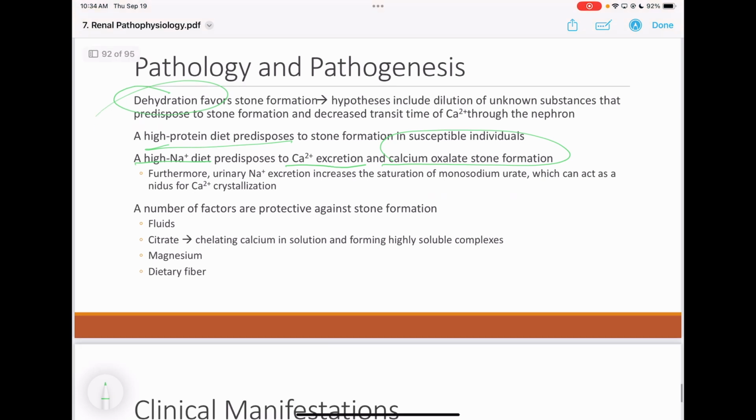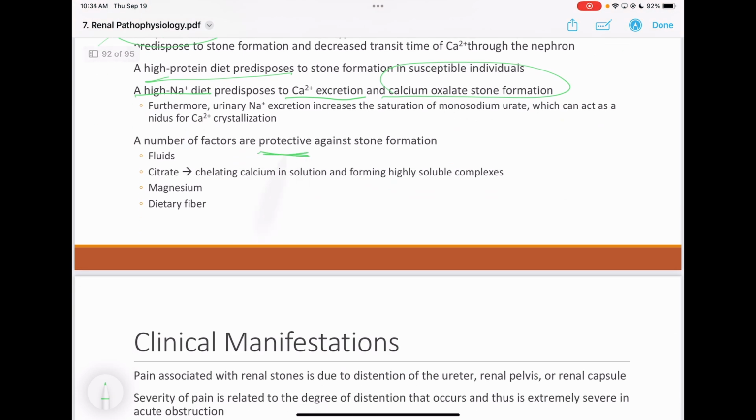Also, these factors are protective against stone formation. Fluids, citrate, it's a chelating calcium in solution. Chelators take things out of the solution and bind them to something else so that you can get rid of it. That's what chelation is. Sometimes for certain conditions later on, you'll learn about chelation therapy, where they give you a drug that is going to take that substance, bind to it, and then you can excrete that and get rid of it.